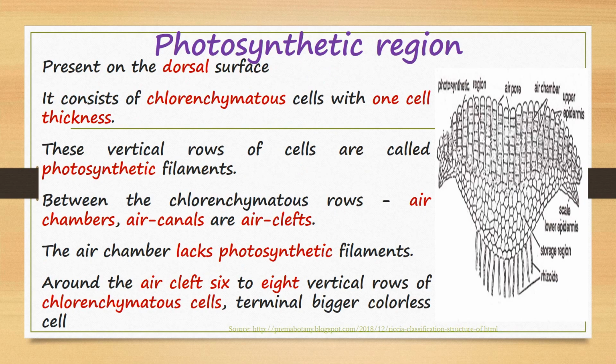Now we will see the primary functional area of Riccia thallus, that is the photosynthetic region. It is present on the dorsal surface of the thallus. It consists of chlorenchymatous cells arranged in vertical rows of one cell thickness. These rows of chlorenchymatous cells are called photosynthetic filaments. Between the chlorenchymatous rows there are air chambers, air canals and air clefts. The air chamber lacks photosynthetic filament. The air cleft is surrounded by 6 to 8 vertical rows of chlorenchymatous cells. The outermost or terminating cell of each row is slightly bigger and colorless in nature.